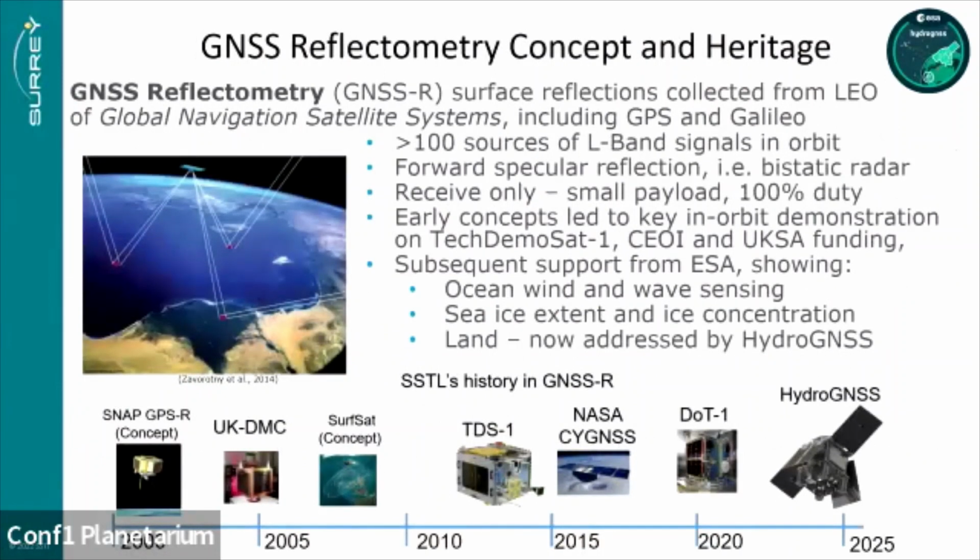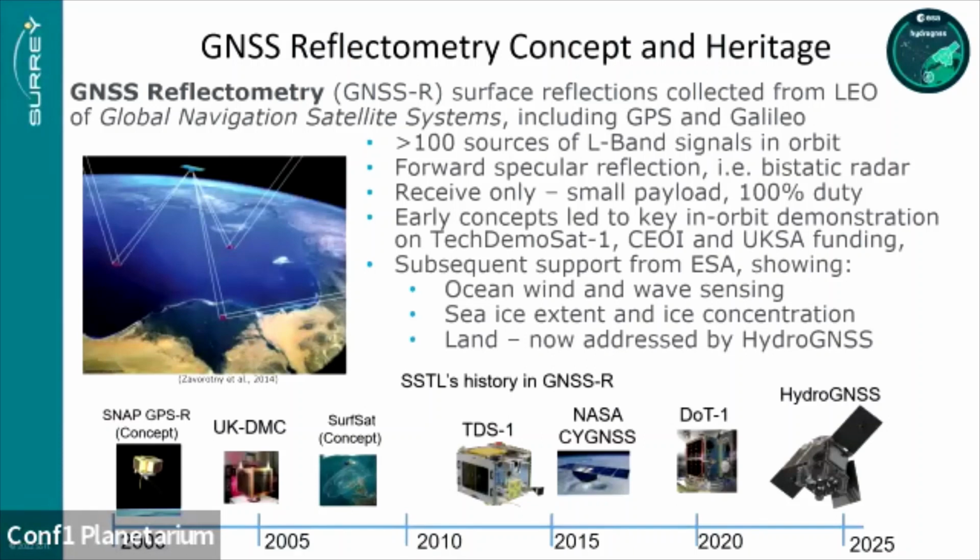And now a bit about the technology that's used. So this is GNSS reflectometry. The idea behind this is to use the signals that are being broadcast by GNSS satellites, that's GPS and Galileo and others, that are being broadcast all the time. These are L-band signals. There's over 100 sources of them in orbit. And to use that as a radar source.